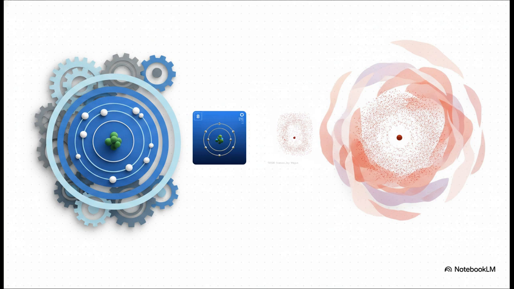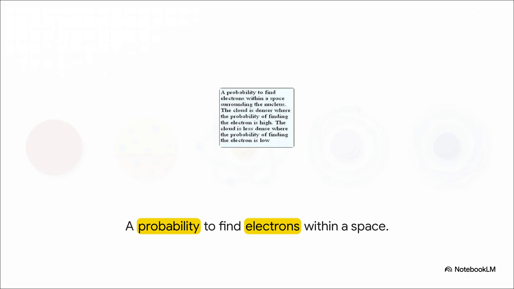We move from Bohr's rigid planetary rings to Schrödinger's quantum mechanical model. We realized electrons aren't on fixed train tracks after all. Instead, they exist in fuzzy, unpredictable, cloud-like orbitals around the nucleus. This is a massive conceptual leap. We are no longer talking about exact locations, we're talking about probability.